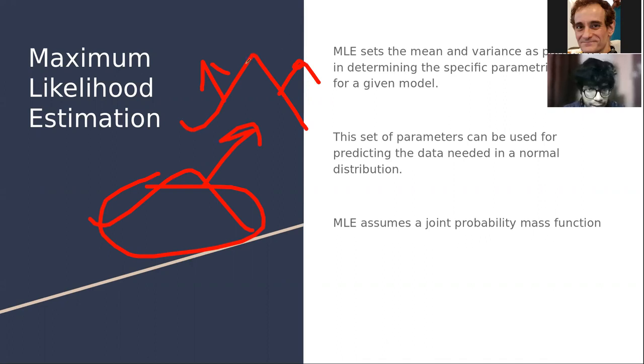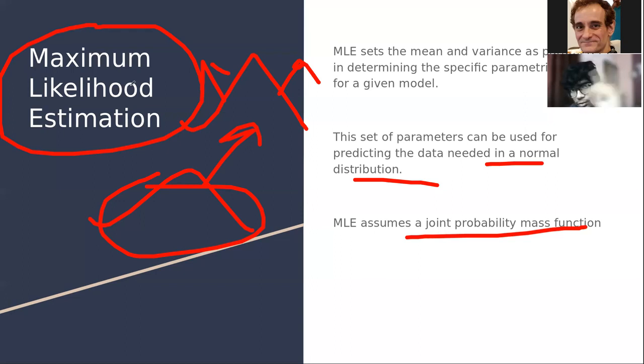Why not ordinary least squares? Why maximum likelihood estimation? We'll talk about it, but this is what maximum likelihood estimation does on a very superficial level. A joint probability mass function of a set of parameters can be used in a normal distribution. The cost function of linear regression was very simple: the predicted value minus the real value, whole squared. That was the cost function of linear regression. But what about logistic regression? We don't use that.